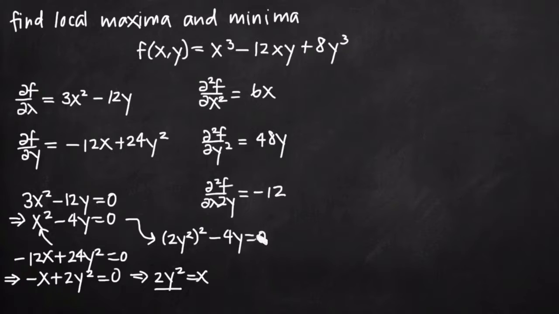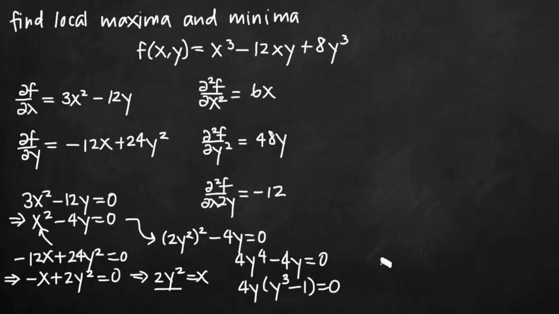Now this equation I can solve for y. Here's what that's going to look like. I'll get 4y to the fourth minus 4y is equal to 0. If I pull out a 4y, I'm going to get 4y times (y cubed minus 1) is equal to 0. Now if I solve this for y, I look at each factor individually. I would set 4y equal to 0 and get y equals 0.